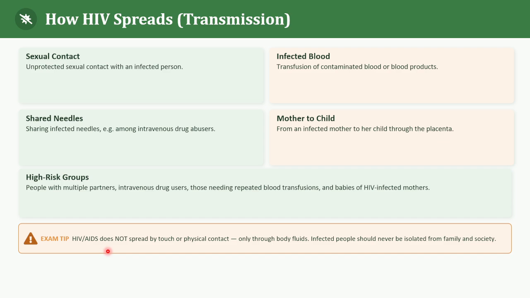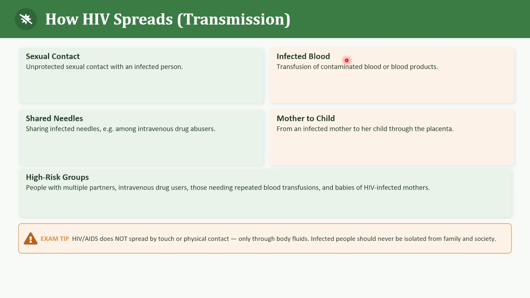How does HIV spread? Now we know what AIDS is, but how does HIV infection spread? It spreads by four important routes. The first one is sexual contact. HIV can be transmitted through sexual contact with an infected person. Next is infected blood. If contaminated blood or blood products are transfused, HIV can be transmitted. That is why blood used for transfusion needs proper screening.